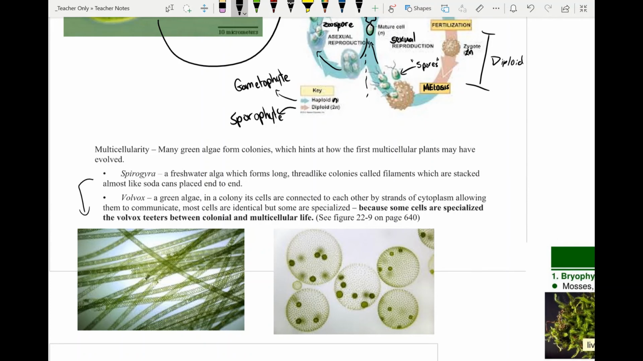It almost looks a little bit like DNA, or you can see in some of them how it has like little rings attached. The other type that I'm going to show you is called a volvox. This is a green algae. And it forms a colony, and its cells are connected together by strands of cytoplasm, so that stuff inside of our cells, allowing them to communicate. So they can actually talk to each other through chemicals.